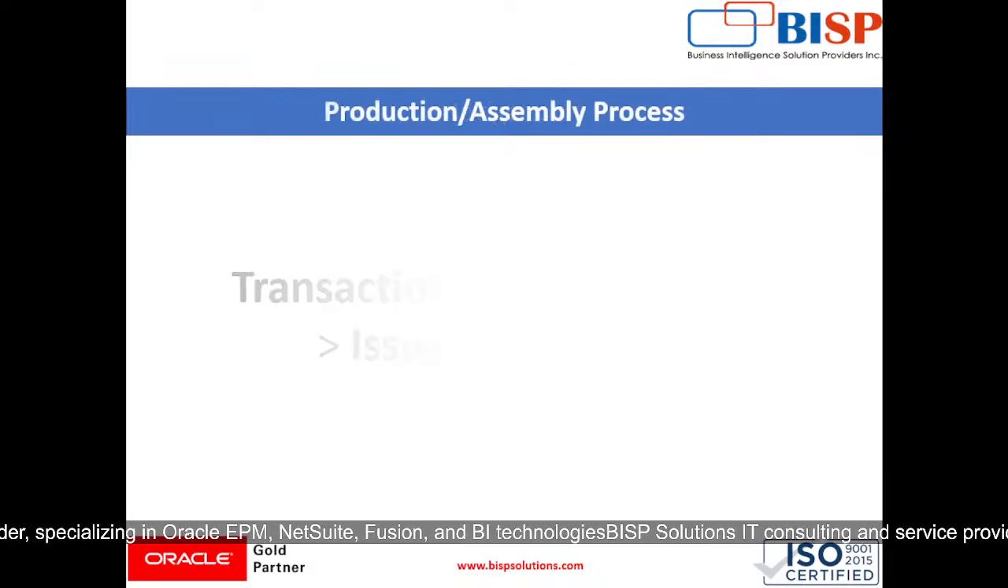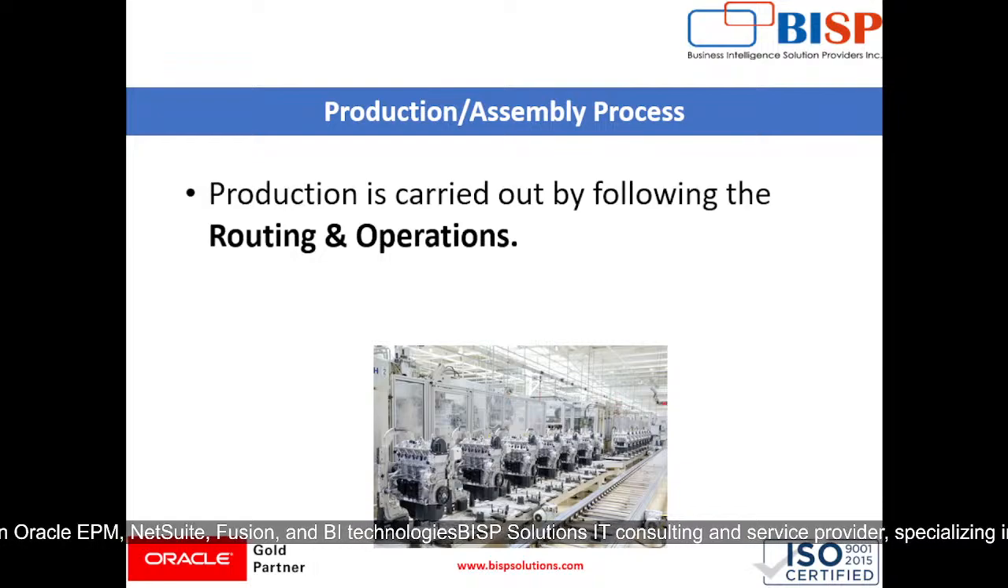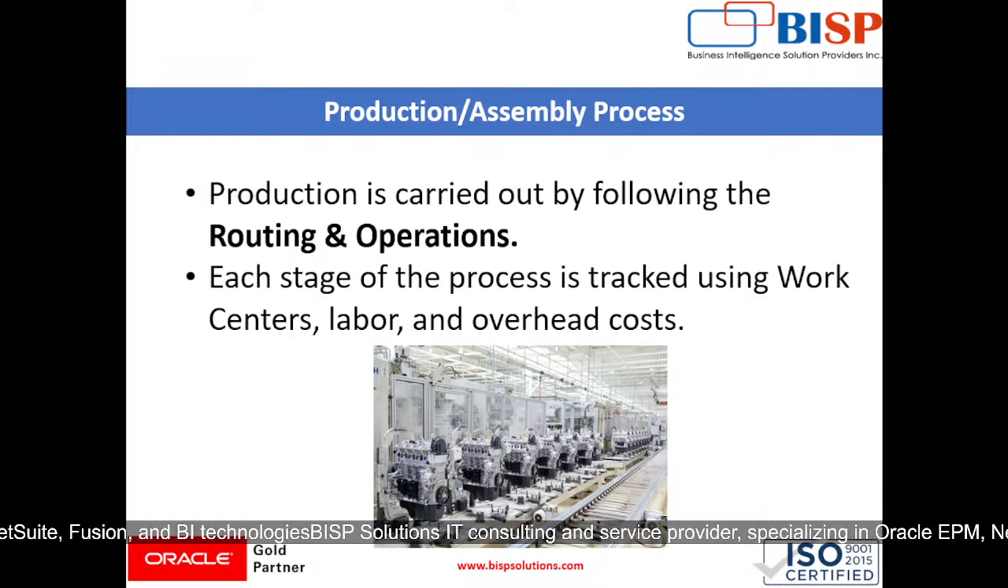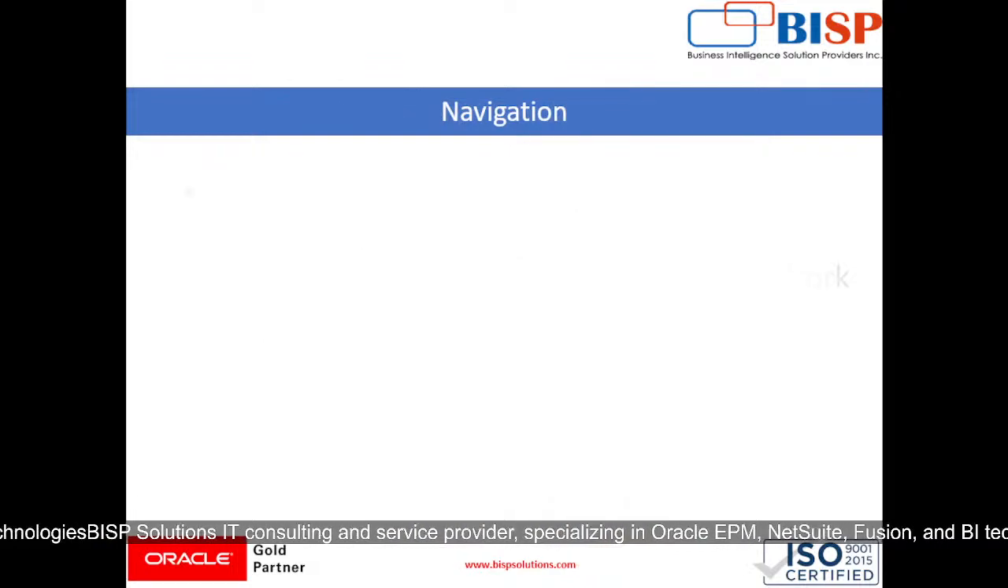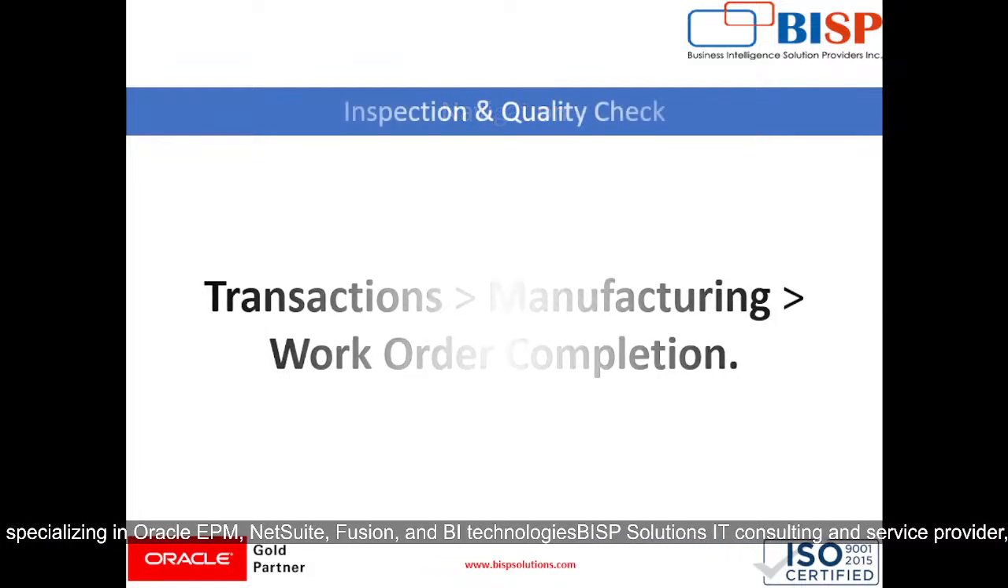Next comes our production or assembly process, where production is carried out by following the routing and operations. Then each stage of the process is tracked using work centers, labor and overhead cost. For navigation, under Transactions we can find Manufacturing. Under Manufacturing, the Work Order Completion tab is there, so we can see from there, and after that we can select the work order and record the progress for the same.